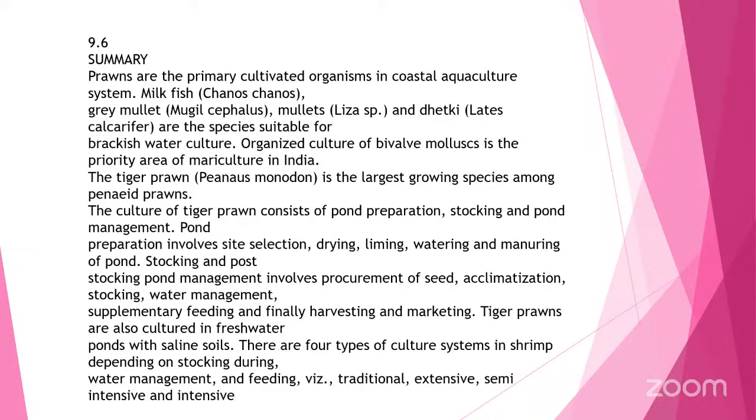There are four types of culture systems in shrimp, depending on stocking, water management, and feeding. For example, traditional, extensive, semi-intensive, and intensive.